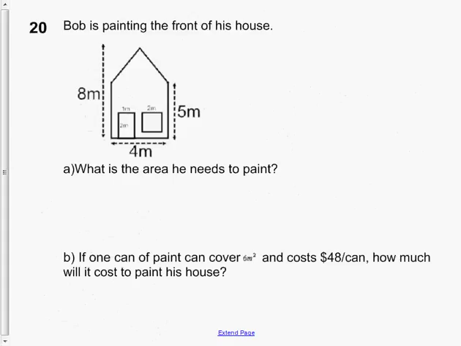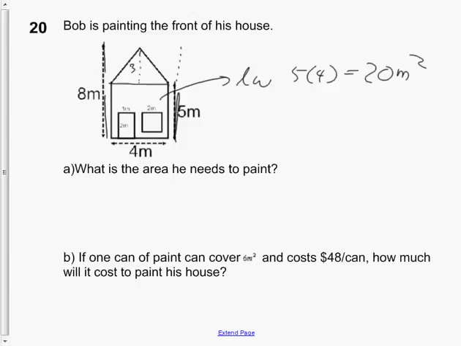Question 20 says Bob is painting the front of his house. What is the area he needs to paint? So if I break this into a composite shape, I have a rectangle and a triangle. The area of the rectangle would be 5 multiplied by 4. The area of that particular part of the front of the house would be 20 square meters. Since this is 5 meters and the whole thing is 8 meters, that means the distance from here to here must be 3. This distance here is 4.